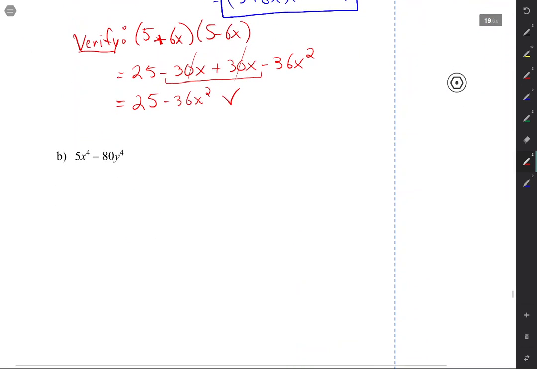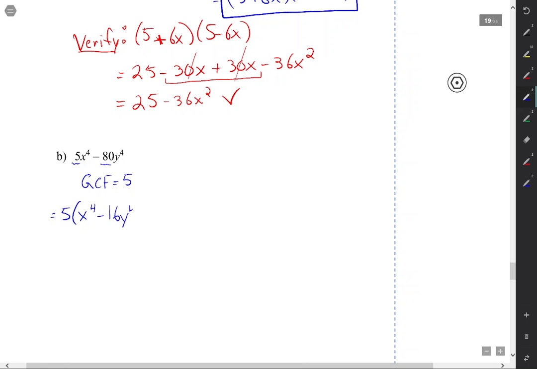Let's try this last one here. Now you're probably looking at this and thinking, oh, those aren't perfect squares. I don't know how to take the square root of 5 and the square root of 80. Well, don't forget about factoring out that GCF, that greatest common factor. So in this case, if we're looking at 5 and 80, well, we could factor a 5 out of both of those. So our GCF here is equal to 5. So if we were to factor out a 5, we would be left with x to the power 4 minus 16y to the power of 4. And now what's left in the brackets here is difference of squares.